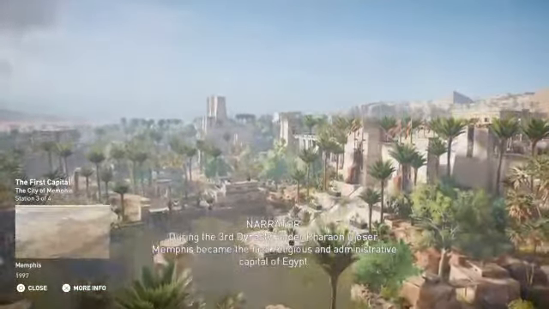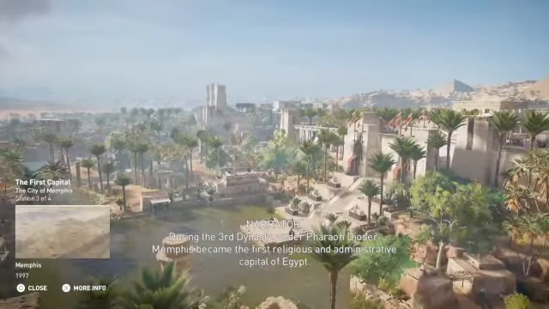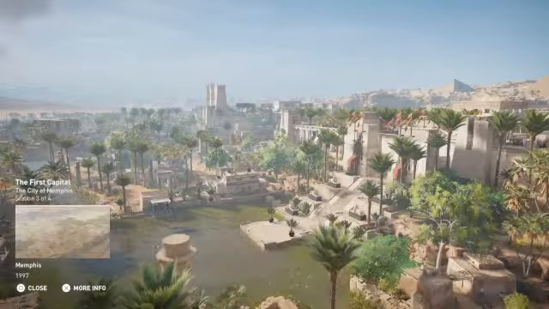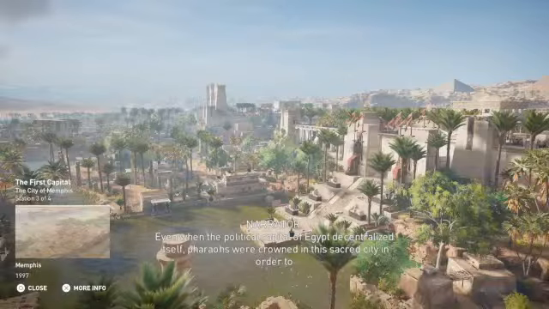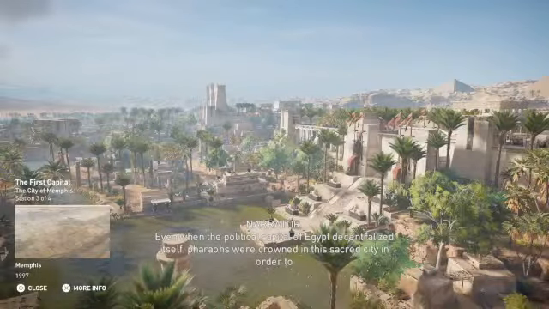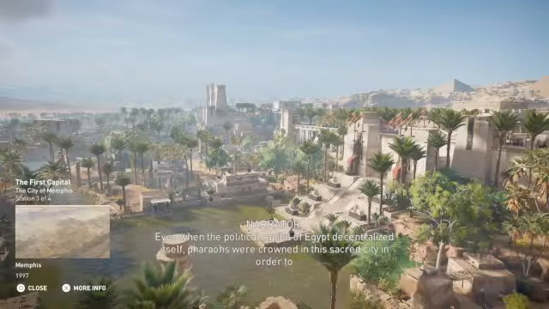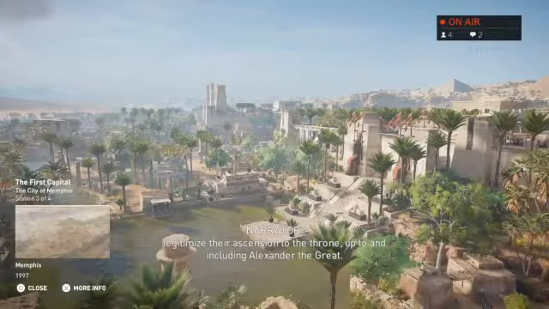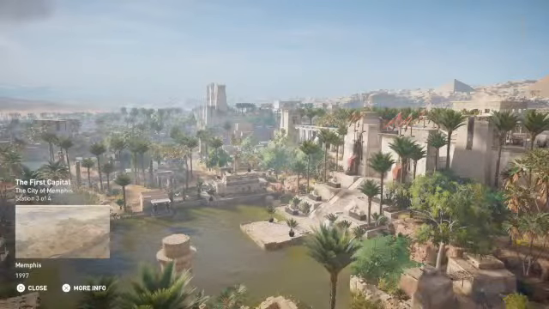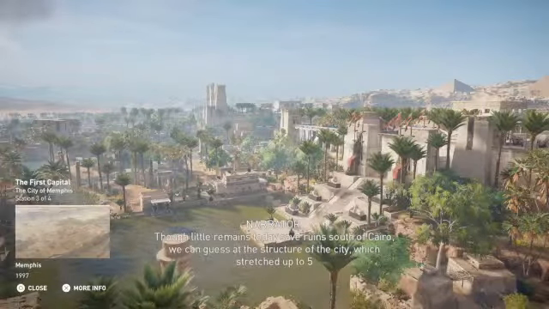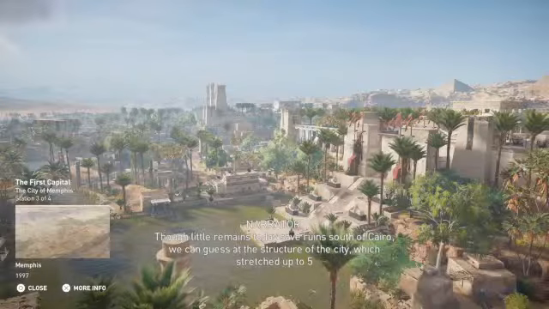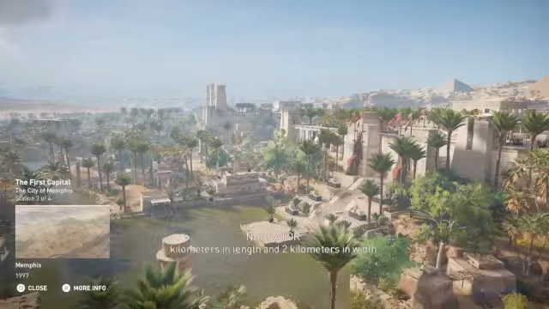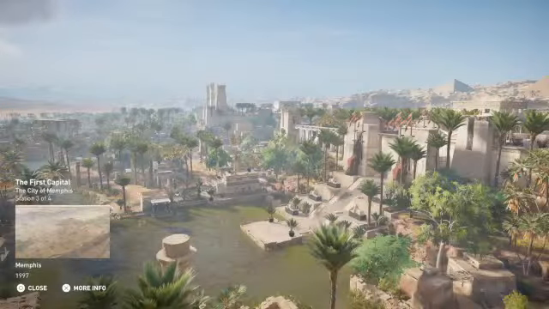During the Third Dynasty, under Pharaoh Djoser, Memphis became the first religious and administrative capital of Egypt. Even when the political capital of Egypt decentralized itself, pharaohs were crowned in this sacred city in order to legitimize their ascension to the throne, up to and including Alexander the Great. Though little remains today save ruins south of Cairo, we can guess at the structure of the city, which stretched up to 5 kilometers in length and 2 kilometers in width.